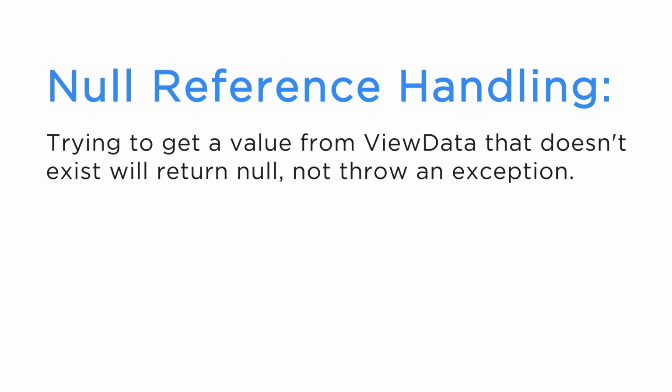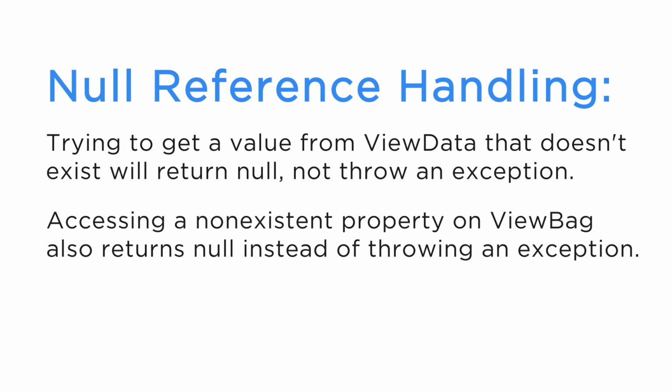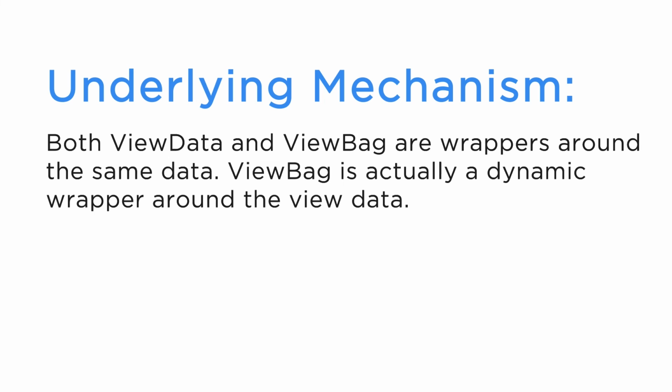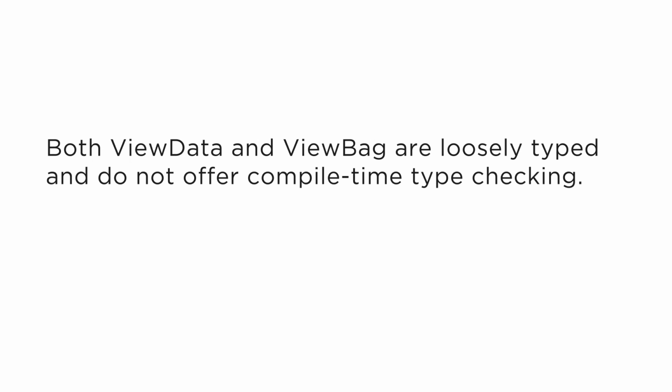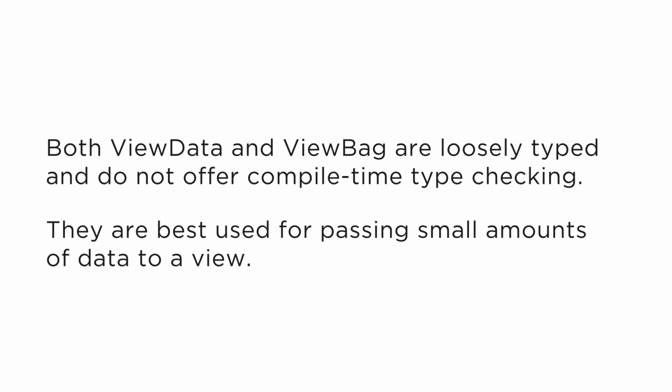Trying to get a value from ViewData that doesn't exist will return null. It will not throw an exception. Also, accessing a non-existent property on ViewBag will return null instead of throwing an exception. Both ViewData and ViewBag are wrappers around the same data, and ViewBag is actually a dynamic wrapper around the ViewData. Despite these differences, both ViewData and ViewBag are loosely typed and do not offer compile time type checking. This can make them more error-prone compared to using strongly typed models. They are best used for passing small amounts of data to a view, especially data that does not persist beyond the current request.